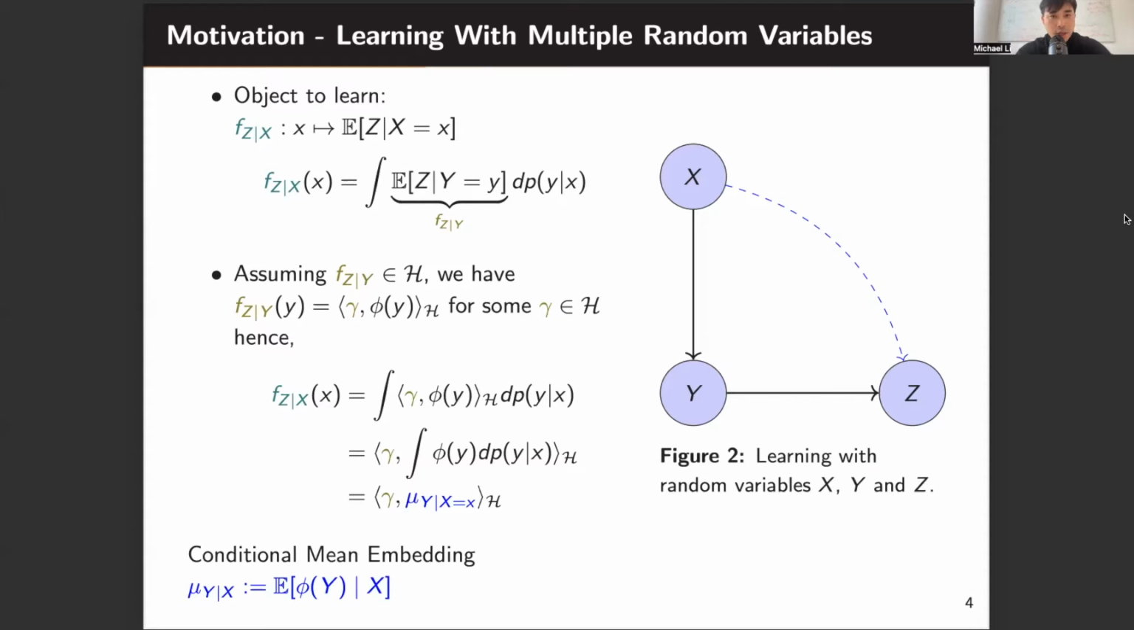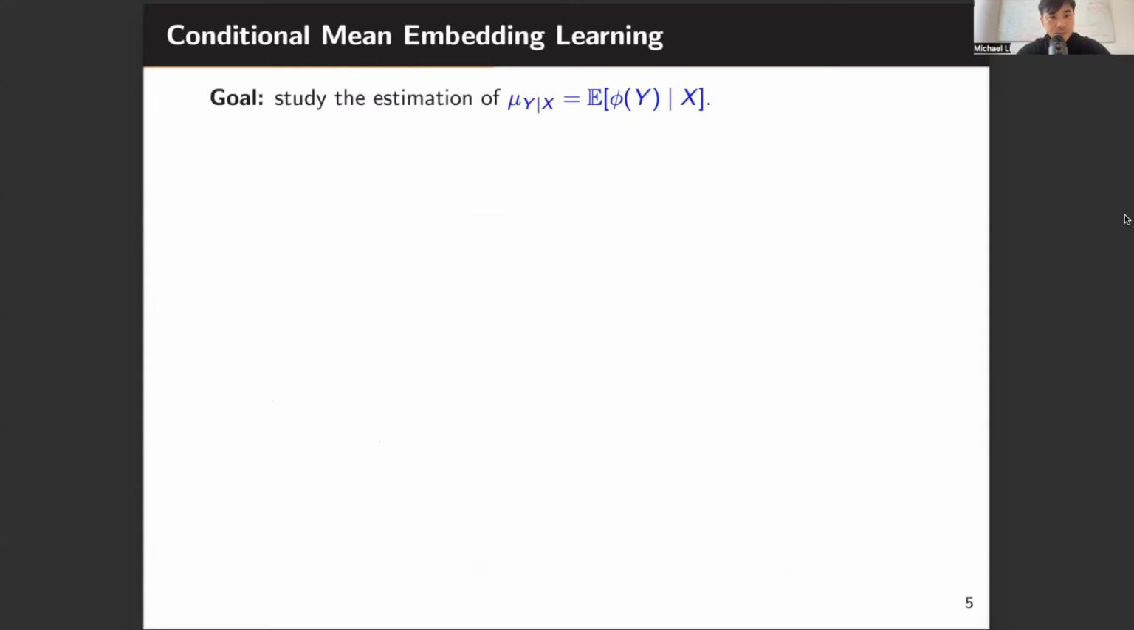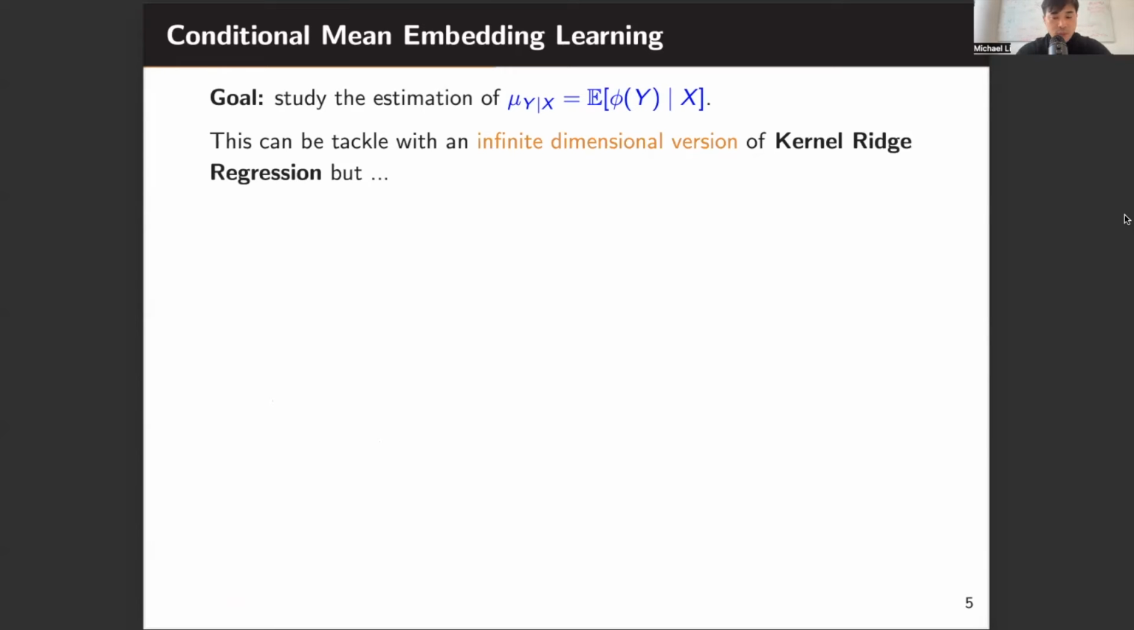Therefore, learning with multiple random variables reduces to learning the conditional mean embedding. So our core concept and core procedure is how we could perform learning of mu_{Y|X}. As we discussed, our goal is to study the estimation of mu_{Y|X}. This is actually an infinite dimensional regression learning problem, which can be tackled with an infinite dimensional version of kernel ridge regression. However, there are a few gaps in the literature.